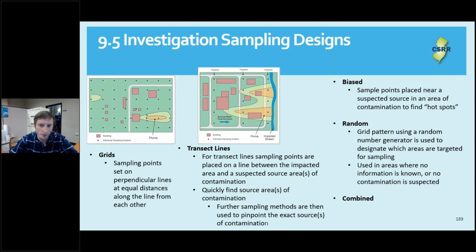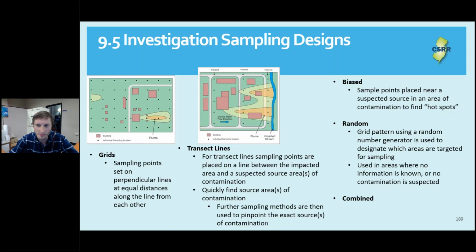Then in order to reduce the amount of samples required, you also have transect lines, which are sampling points set on parallel lines placed between the impacted area and the suspected source of contamination. You can quickly find the area of contamination, but it may require further sampling in order to pinpoint the exact source. You also have bias sampling, where sample points are placed near a suspected source of contamination to find the hotspots. You might do that at a UST site.